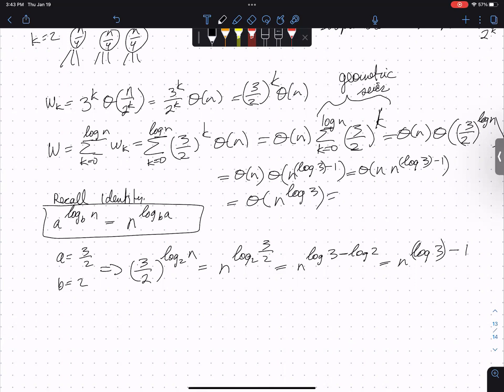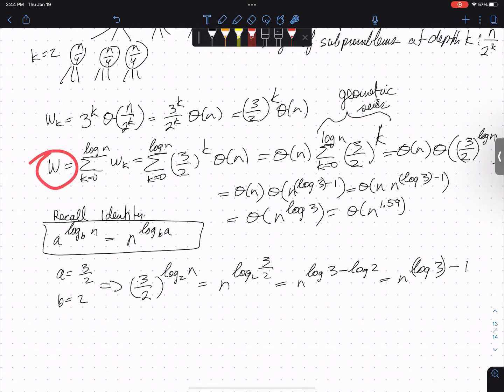And log base 2 of 3 is 1.59, so it's n to the 1.59. We beat n squared. You might have gotten lost in the trees and forgotten the forest. We were just deriving the total work, and we wrote down what the recursion tree gave us. This was just algebra. We solved it, and its total work is theta n to the 1.59.